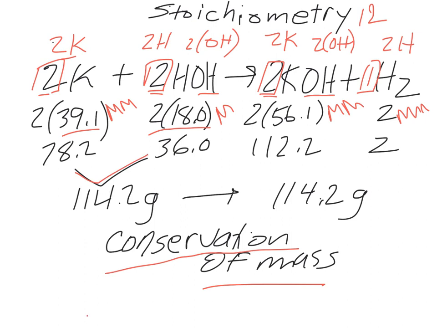And over here on the product side, potassium hydroxide has a molar mass of 56.1. You can quickly stop this video, go look at the periodic table and see that I added potassium 39.1 to oxygen 16 to hydrogen 1 and got 56.1. I multiplied it by 2 because of the coefficient, and I get a molar mass for these total potassium hydroxides of 112.2. And then hydrogen has a molar mass of 1. I have two hydrogens in this.